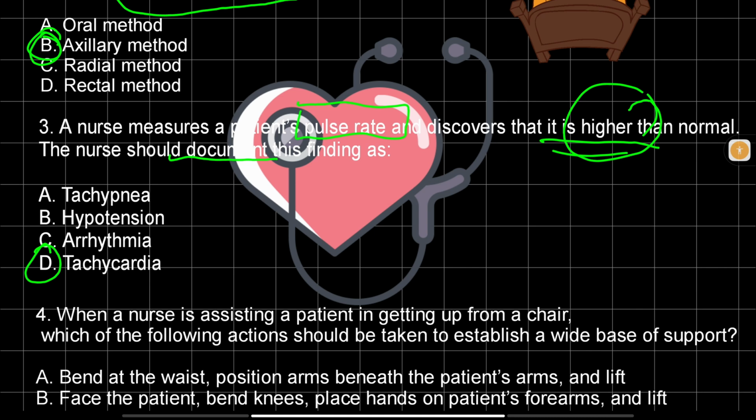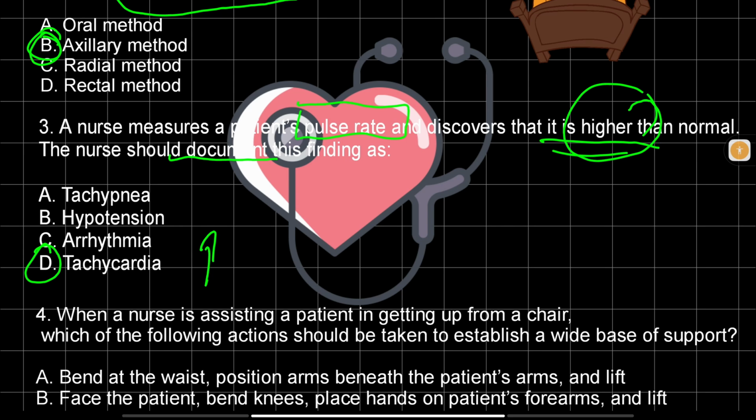Tachy means high. Pulse rate, if we're talking about pulse, anything that is higher than 60 to 100, that's tachycardic. Your normal value is 60 to 100. Anything above 100 is already considered tachycardia, or sa ibang libro, they say 120. On the other hand, any pulse rate that is below 60 is considered bradycardia. Hence, the answer is letter D.